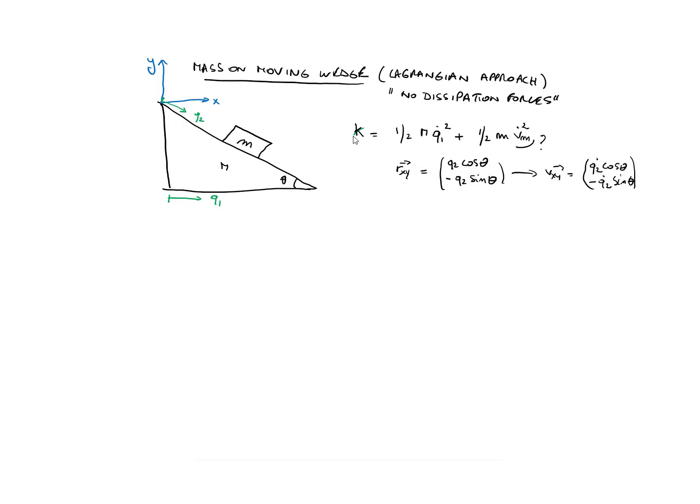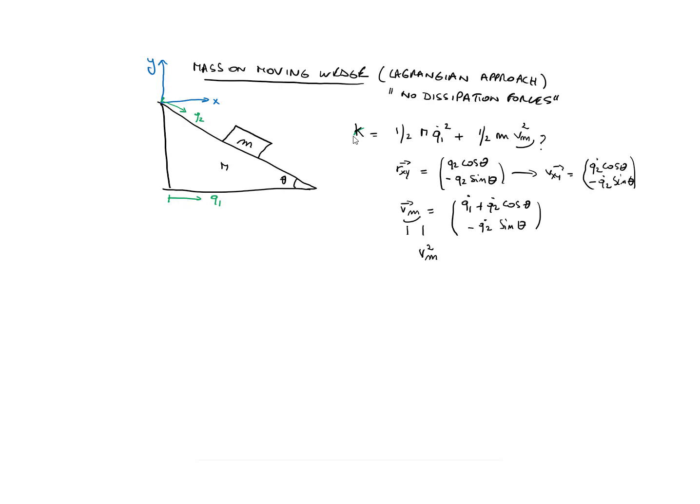Okay, so if you want the velocity vector of the little mass, we have to account for the speed of the wedge. So we obtain something like this: q1 dot plus simply what we had before, q2 dot cos theta, and minus q2 dot sine theta. Okay, so now we can take the magnitude of this one, and this will give me Vm. Well, I'm going to compute Vm squared. It's already a speed, so I don't need a dot.